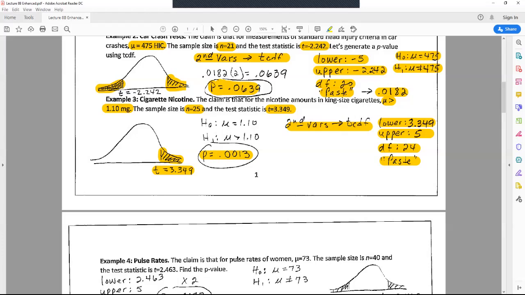So if we were doing a hypothesis test here, let's say at the 5% level, this p-value would be inside the tail. It's actually less than the alpha level. So we would reject the null.